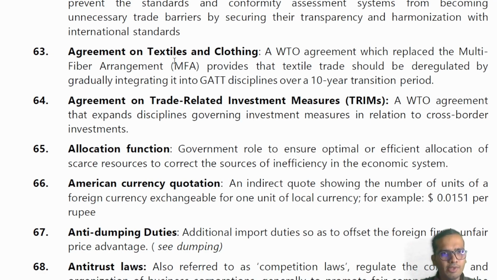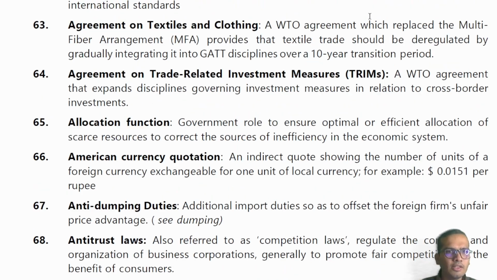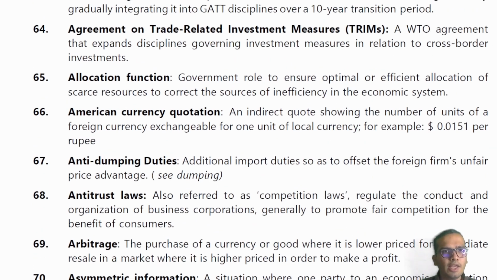Then comes agreement on textiles and clothing. So a WTO agreement which replaced the multi-fiber agreement MFA provides that textile trade should be deregulated by gradually integrating it into GATT disciplines over a 10 years transition period. Then comes number 64, agreement on trade related investment measures TRIMS. So a WTO agreement that expands disciplines governing investment measures in relation to a cross border investment.